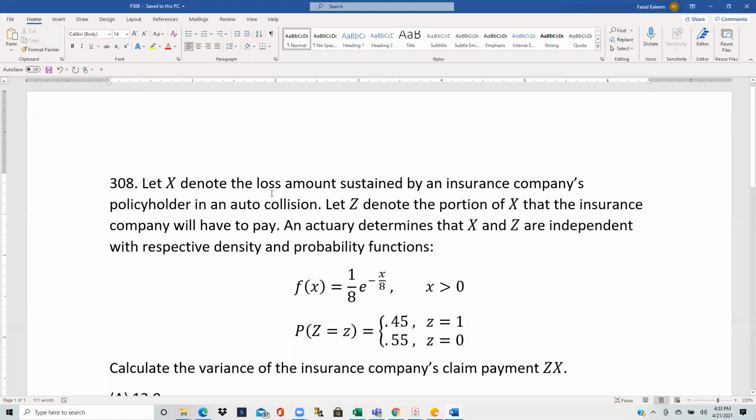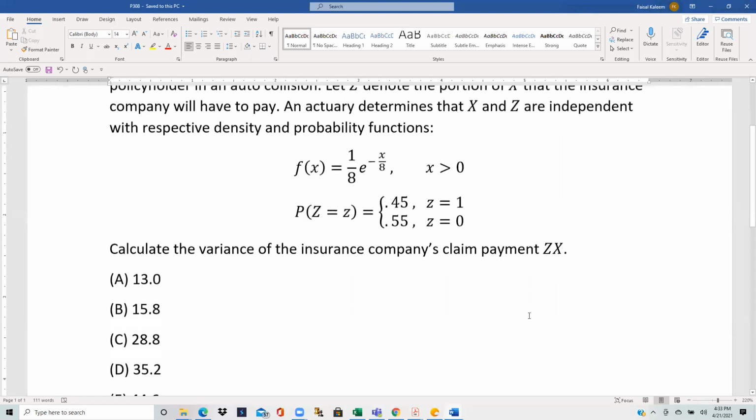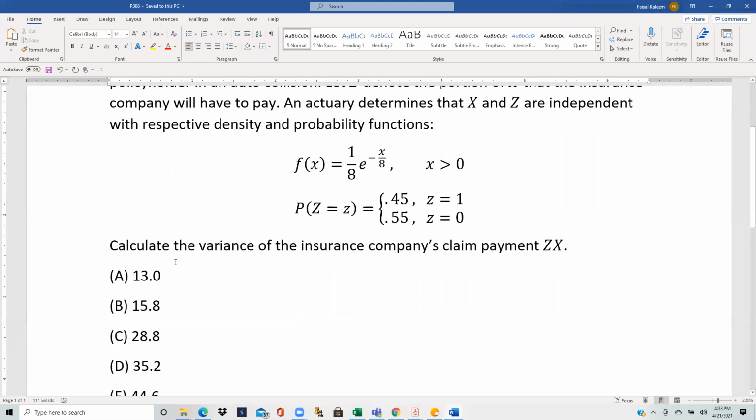X denote the loss amount sustained by an insurance company's policyholder. Let Z denote the portion of X that the insurance company will have to pay. An actuary determines that X and Z are independent, with respective density and probability functions given below. Okay. So calculate the variance of the insurance company's claim payment ZX.